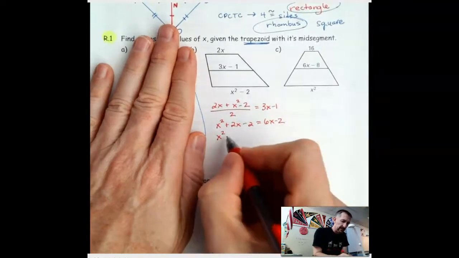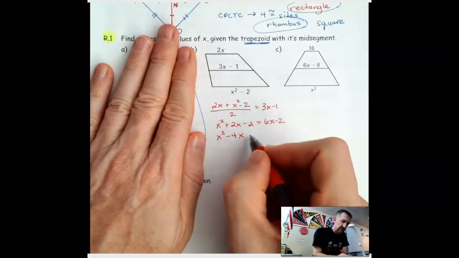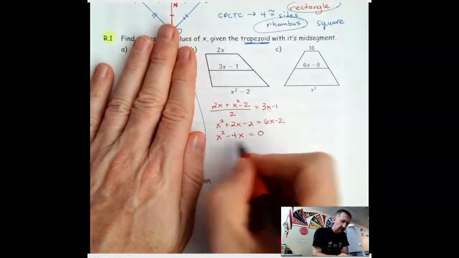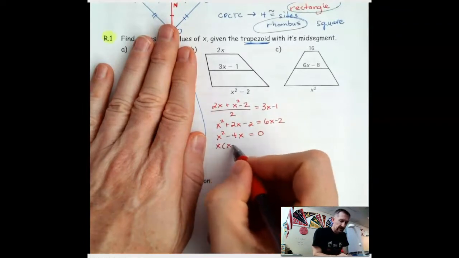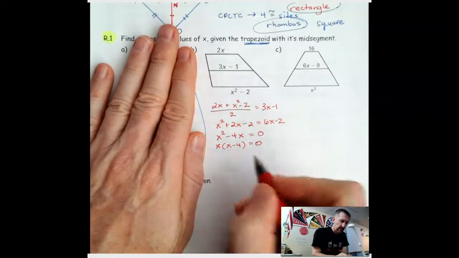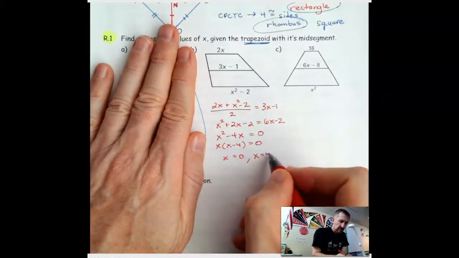Now subtract that over here. Add 2 to both sides. Now that's a GCF. We're going to factor out the GCF. That's going to be x times x minus 4. So x either equals 0 or x equals 4.